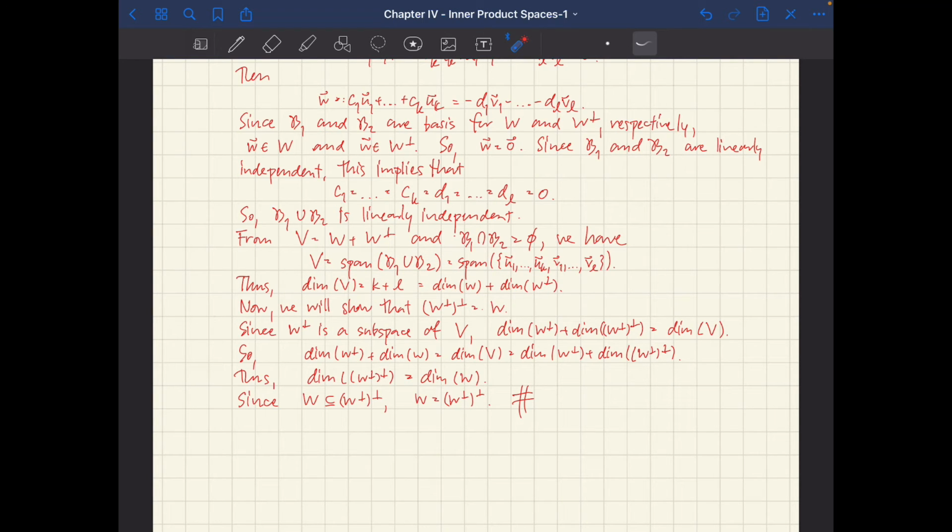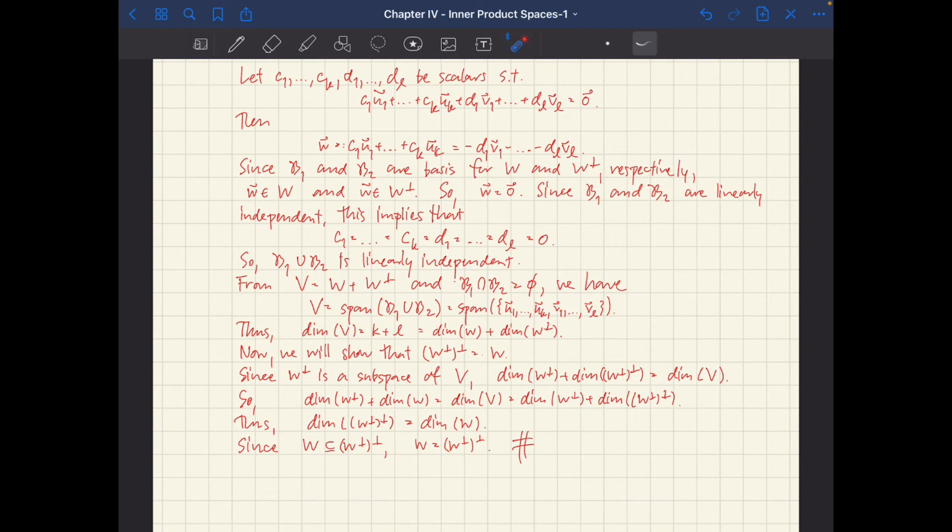Why? Because W perp perp is a subspace of V, so the dimension of W perp plus the dimension of W perp perp is equal to the dimension of V. The dimension of W perp plus the dimension of W is also equal to the dimension of V. We can cancel the dimension of W perp on both sides, and we obtain that the dimension of W perp perp is equal to the dimension of W. Since W is a subset of W perp perp and their dimensions are equal, it means that W and W perp perp are equal.